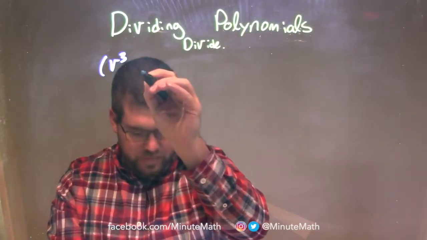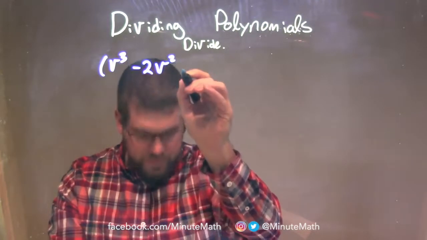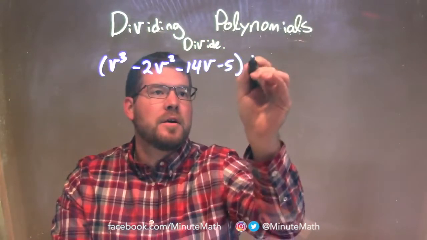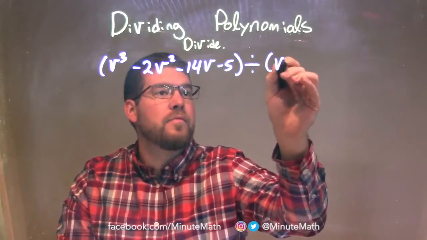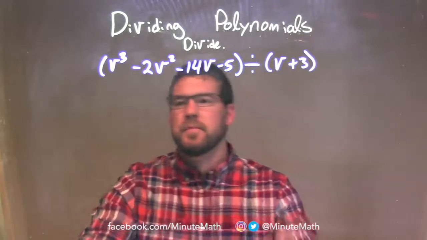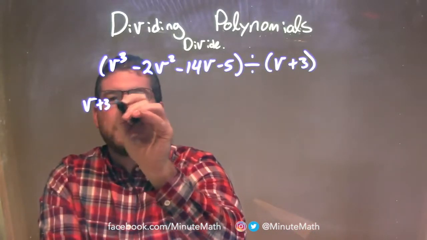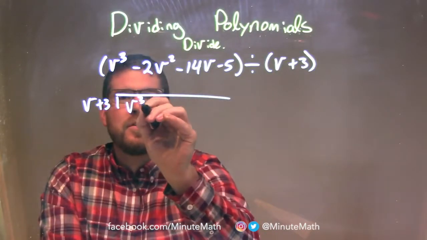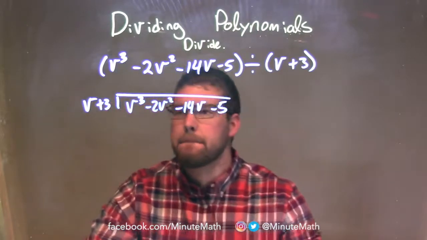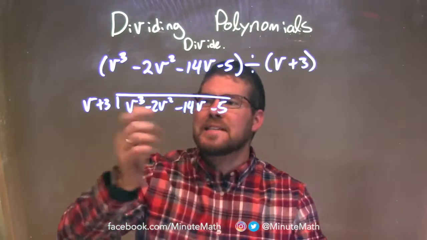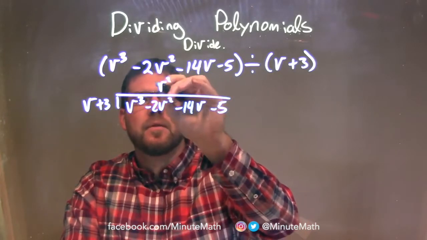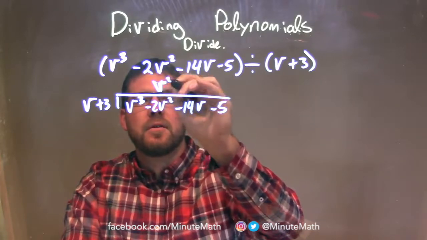v to the third minus 2v squared minus 14v minus 5 divided by v plus 3. Okay? Well, I need to convert this to long division. My divisor, v plus 3, goes into my dividend, v to the third minus 2v squared minus 14v minus 5. Okay? So now I ask myself the question, what times v gives me v to the third power? That's v squared.